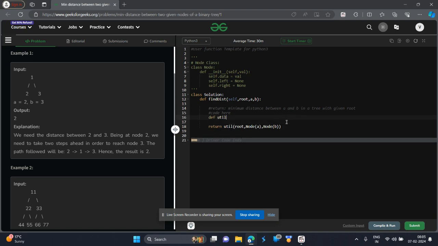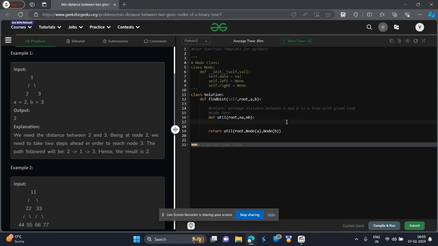def util, and I have passed root, A and B. Let's say node A and node B. Now there will be a lowest common ancestor, which I will calculate. Let's create a function lowest common ancestor to get the value of the lowest common ancestor for the nodes.